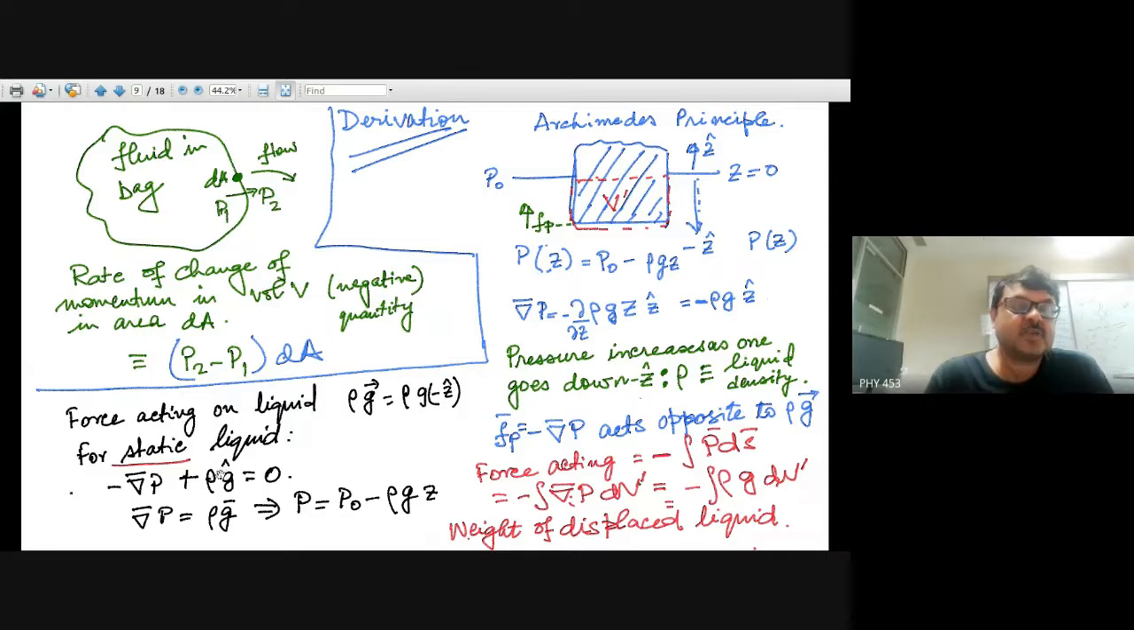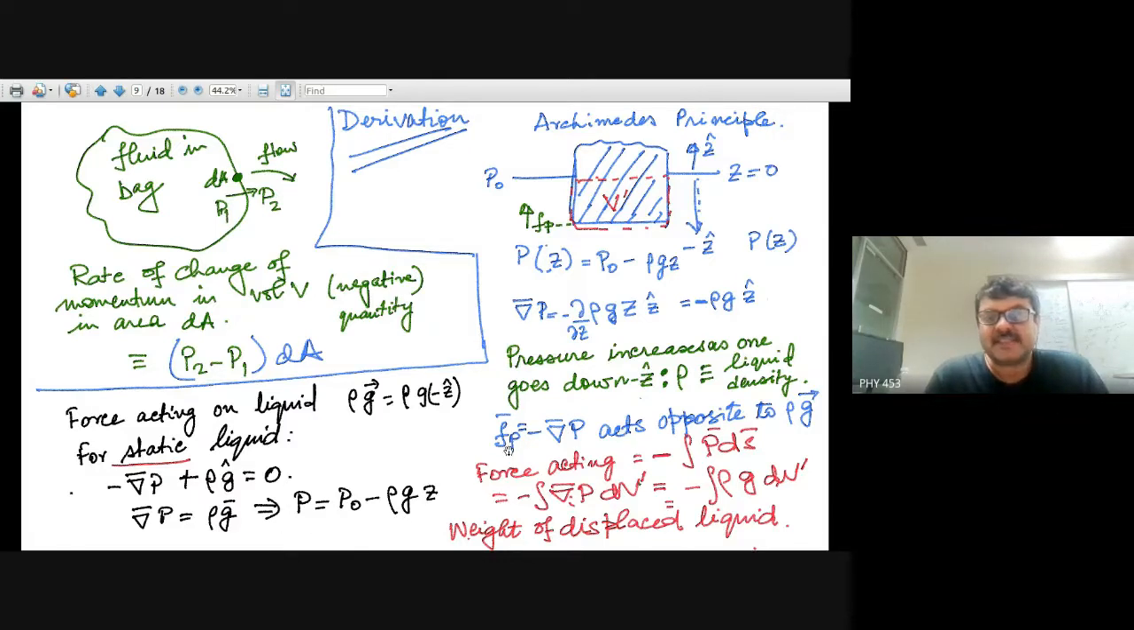So in that case, the total force, minus grad P, which is what is being given by the surrounding liquid on V dash, is minus grad P, and this itself is feeling rho g, the force due to gravity, right? Of course, you can multiply by an element of volume and integrate. So grad P equal to rho g. That's the consequence we are getting from here.